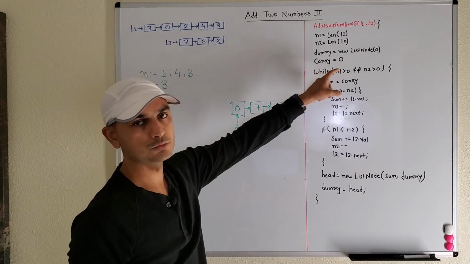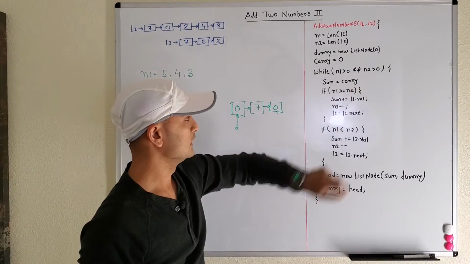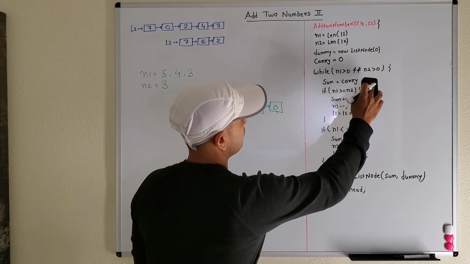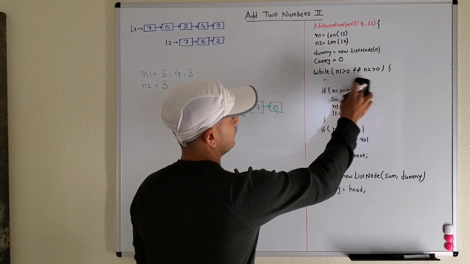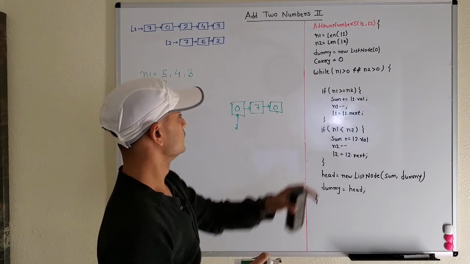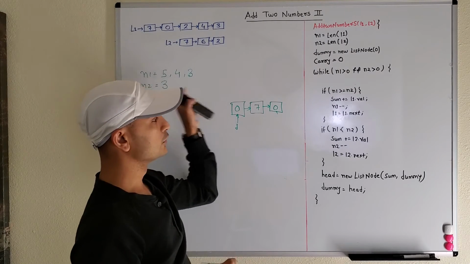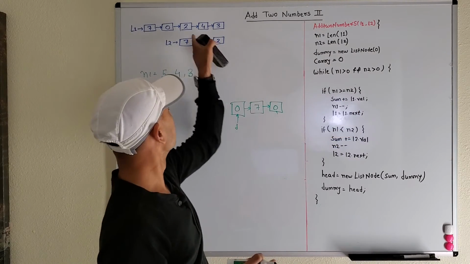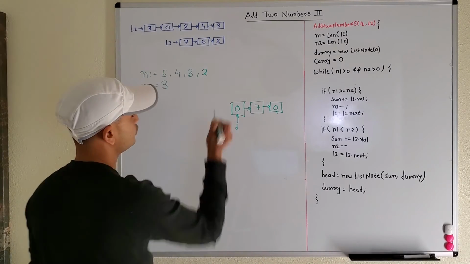Now let's do that again. So sum is equal to carry, which is still 0. Actually, we don't need this carry for now, right? Sorry about that. Okay, so n1 is greater than n2. Yes, 3 is greater than or equal to 3. So sum would be 2. n1 minus minus, n1 becomes 2.